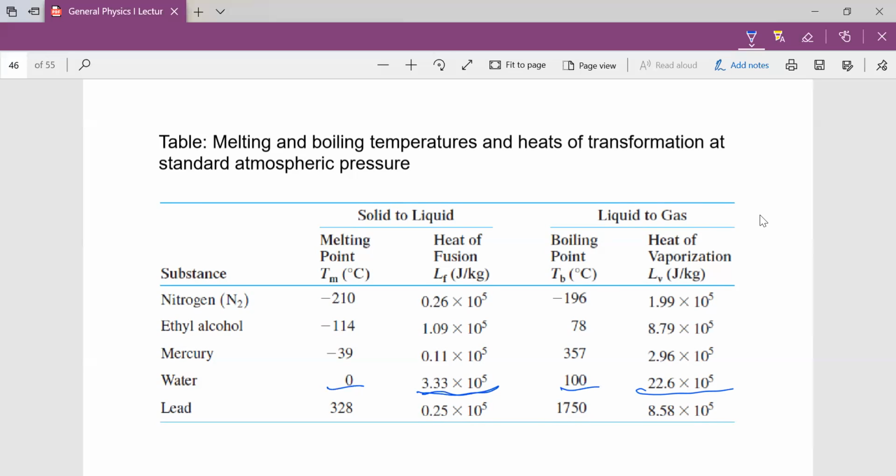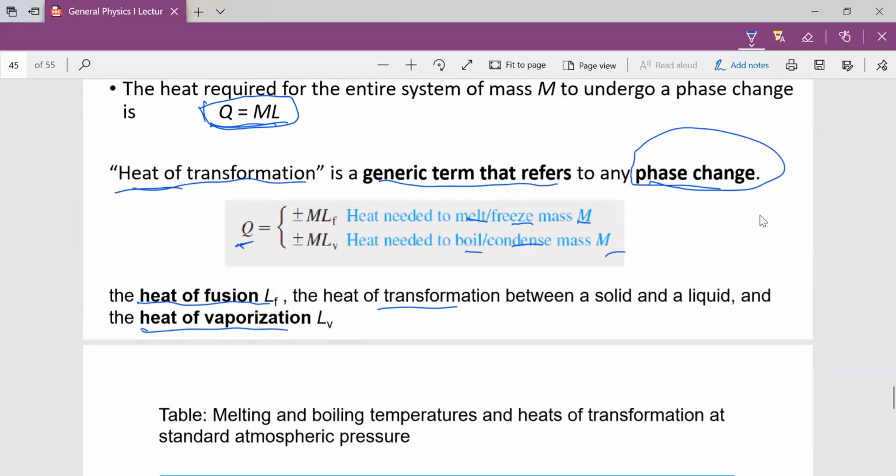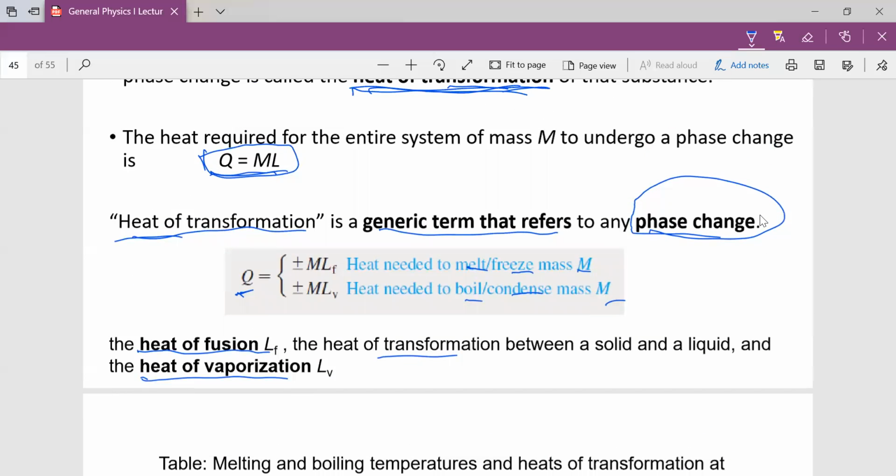So can I just ask, heat of fusion, what does that mean specifically? I just want to check. Okay, the heat of fusion, like we see here, is that heat transformation or the quantity of heat required for a solid like ice to become a liquid, or for a liquid like water to become ice, which is solid. The heat required to make that phase change is what we call the heat of fusion. Okay, thanks.